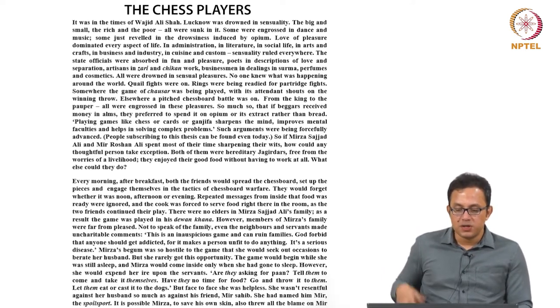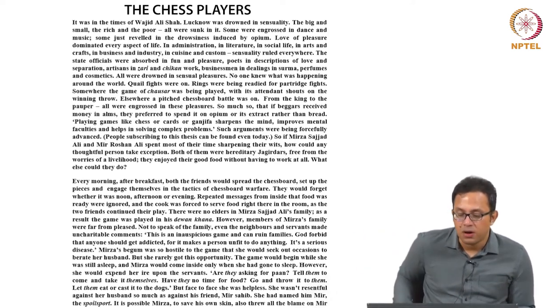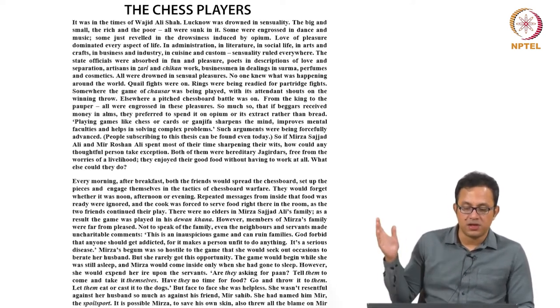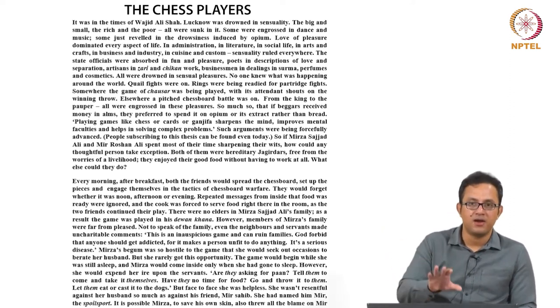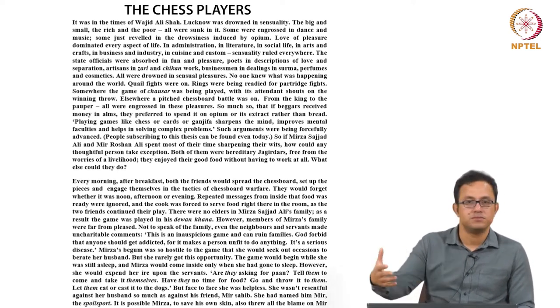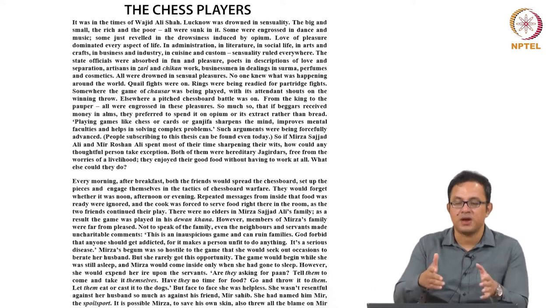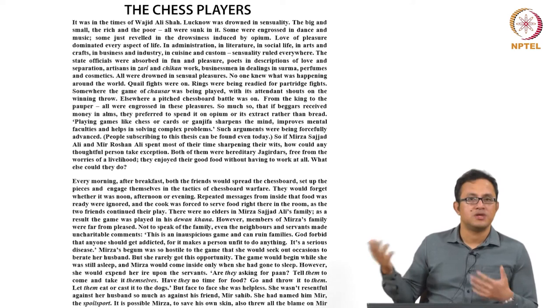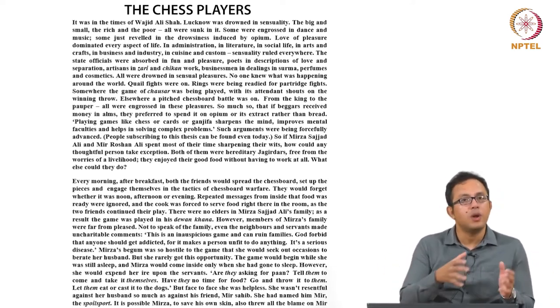Okay, so what kinds of sensual pleasures were going on? No one knew what was happening in the real world outside. So quail fights were on. Rings were being readied for petrich fights. Somewhere the game of chosa was being played, with its attendant shouts on the winning throw. So we have bird fights, we have pigeon fights, we have some kind of dice game happening on the streets all the time. Imagine or visualize the streets of Lucknow, where everyone is just shouting and gambling, and there's a lot of gambling going on with bird fights, etc. So no real work is getting done.